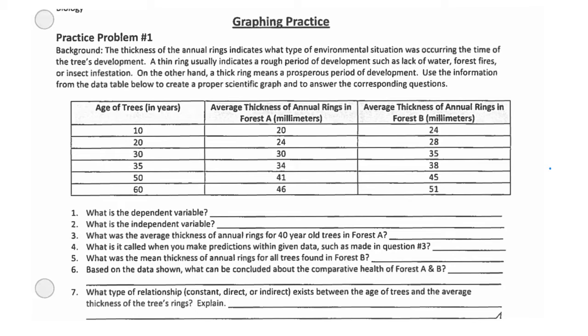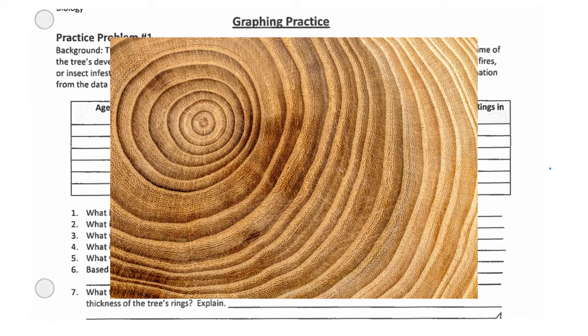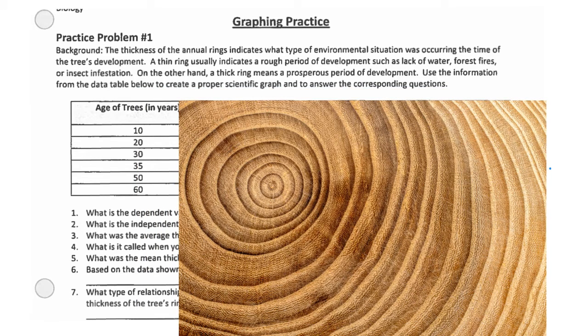Okay, let's take a look at our first practice problem. It says the thickness of annual rings indicates what type of environmental situation was occurring at the time of a tree's development. So I'm going to show you a picture of what this means. Okay, so here is a picture of a tree. I'm going to finish reading. So as I'm reading, think about looking at this tree, the rings of the tree.